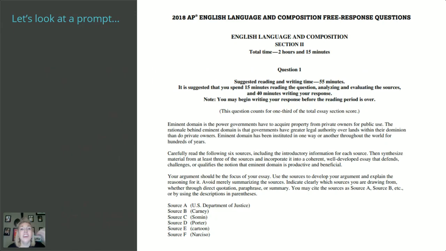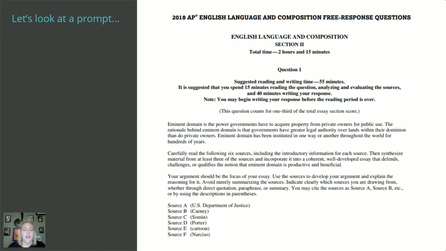It is suggested, again, not required, but highly, highly, highly suggested that you spend 15 minutes reading the question, analyzing and evaluating the sources, and then 40 minutes writing your response. And make sure you don't go over that because you need that next 40 minutes for the next question, okay?